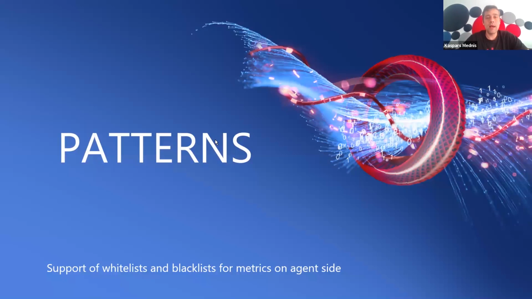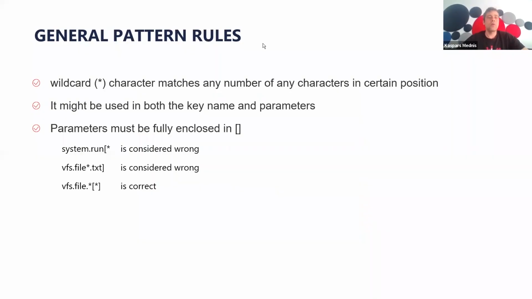Patterns. As I said before, allow keys and deny keys are using patterns, using wildcards, and I will give you some examples of those patterns. A wildcard character will match any number of any characters in a certain position. It may be used in both the key name and parameters. I will have examples on the next slides.